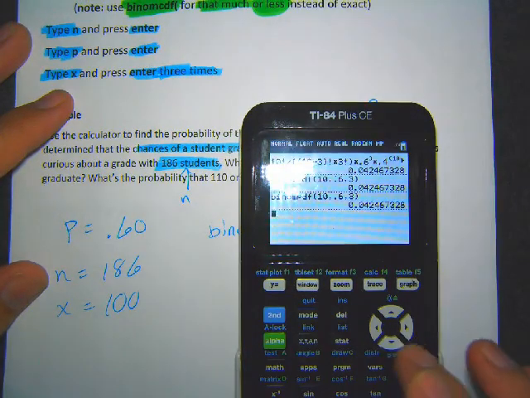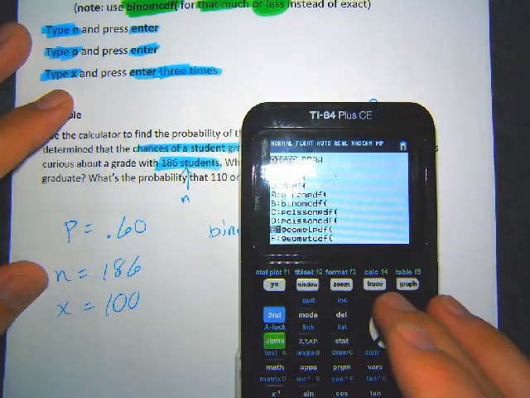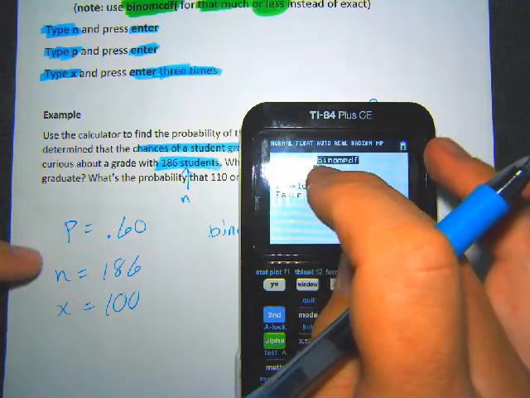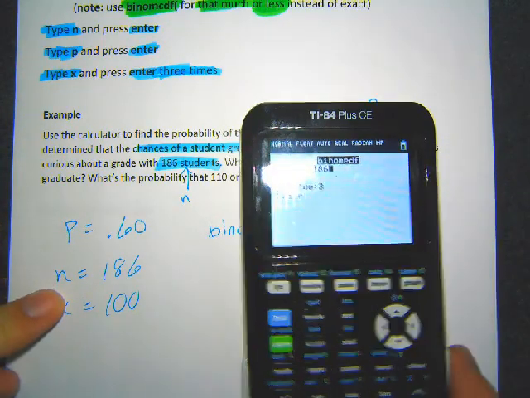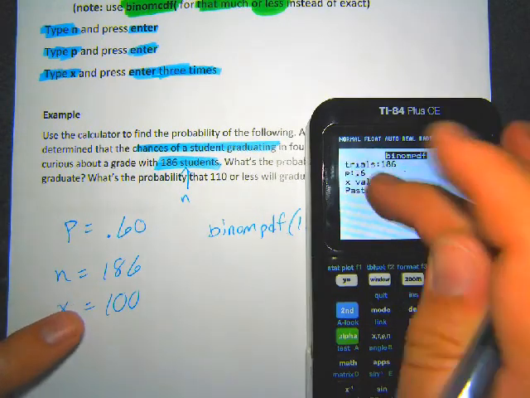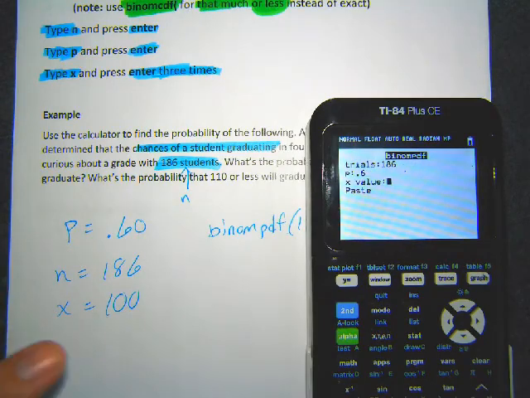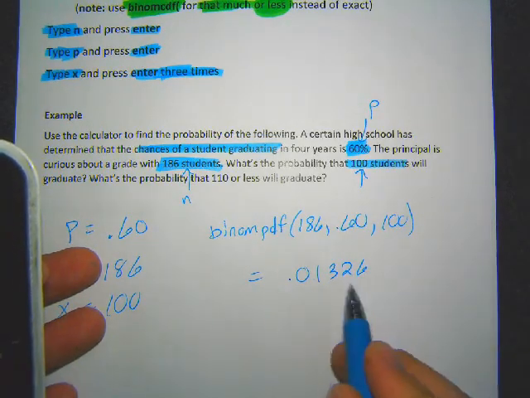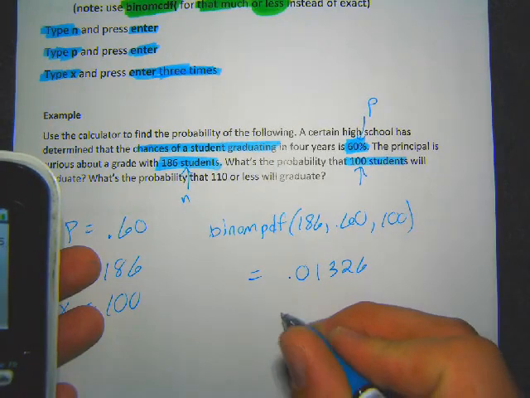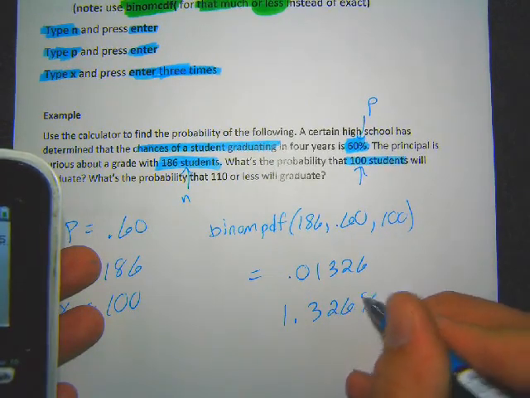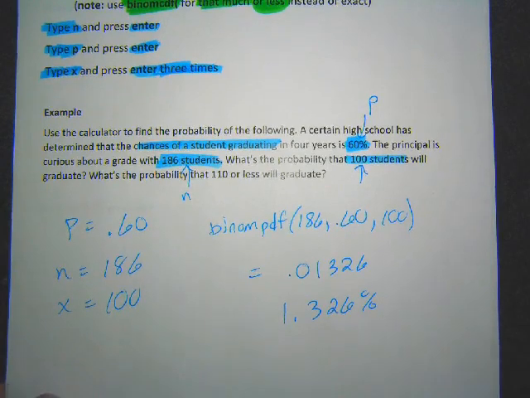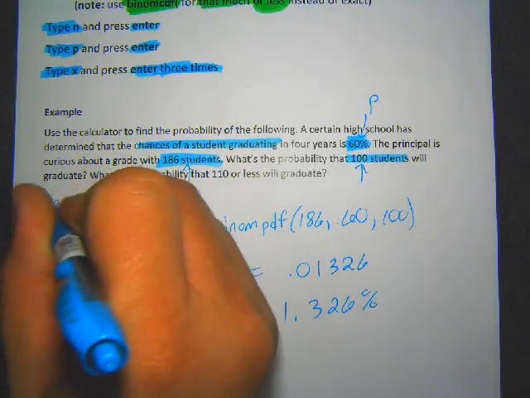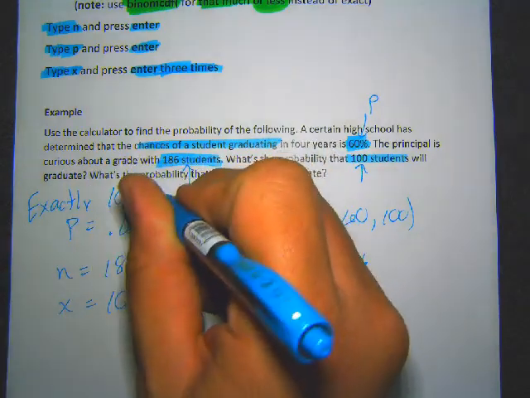If you got a calculator like mine, it's not so bad because you just let the calculator tell you what to put in. So I go to binomial PDF, it tells me to do the number of trials, which is 186, because that's how many students were there in the school. Then the P value, which is 0.6, that's the probability, and the X value, which is 100. So I'm looking for exactly 100 students graduating. Type it in, hit enter a few times, and I see that the probability answer is 0.01326, and I'm going pretty far because I want to turn this into a percent, so this ends up being 1.326%, or 1.33 if you wanted to round it. So that's the probability of exactly 100 graduates.